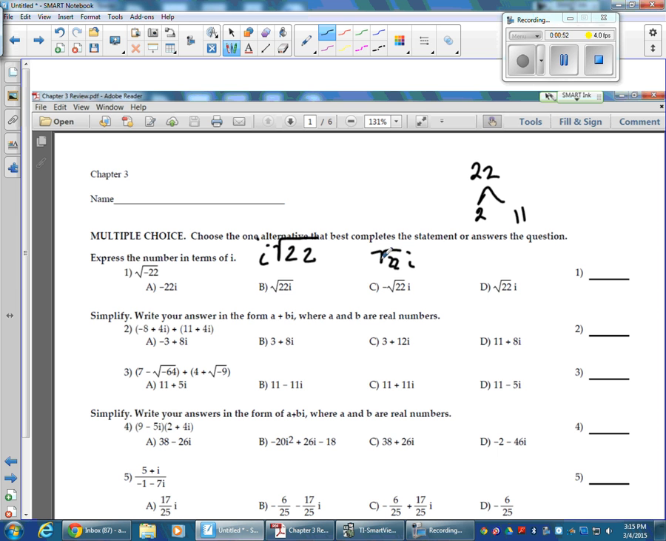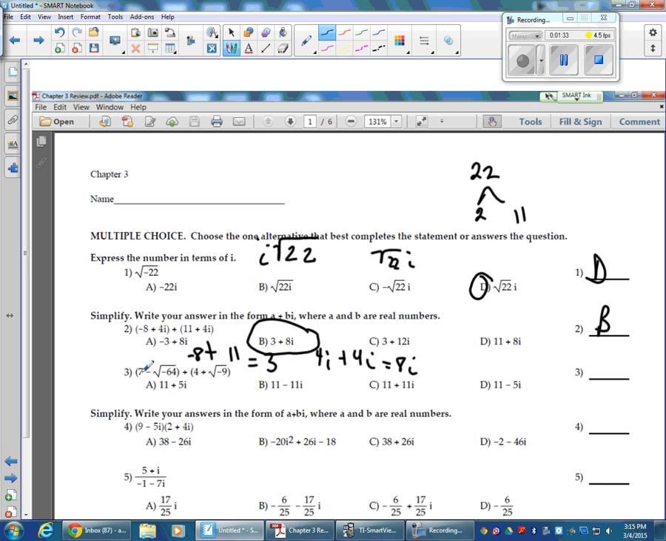Either one, it's written the same way. It's just whether it's in the front or the back. But the i is not underneath the square root, so my answer is going to be D, square root of 22i. All right, number 2, write your answer in the form of a plus bi, where a and b are real numbers. So we're going to combine our like terms here. We're adding, so we want to add negative 8 plus 11, and negative 8 plus 11 is positive 3. And when I add the i parts, 4i plus 4i would be 8i. So my answer is going to be 3 plus 8i, which is B.